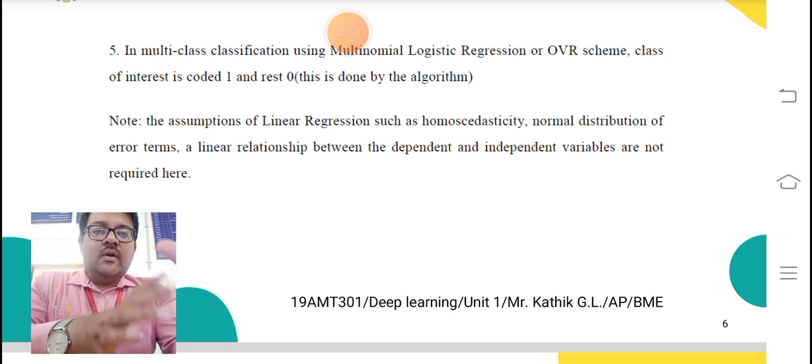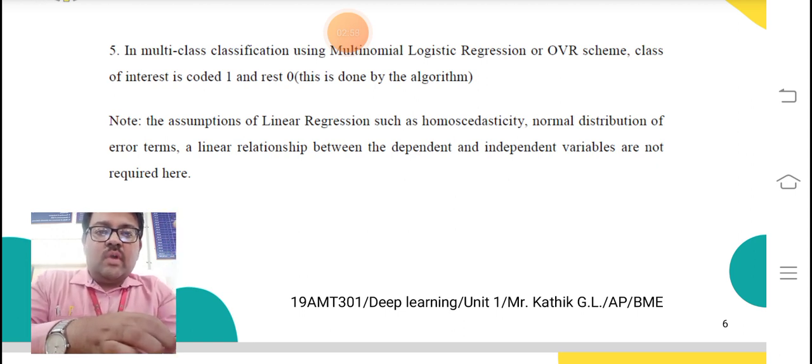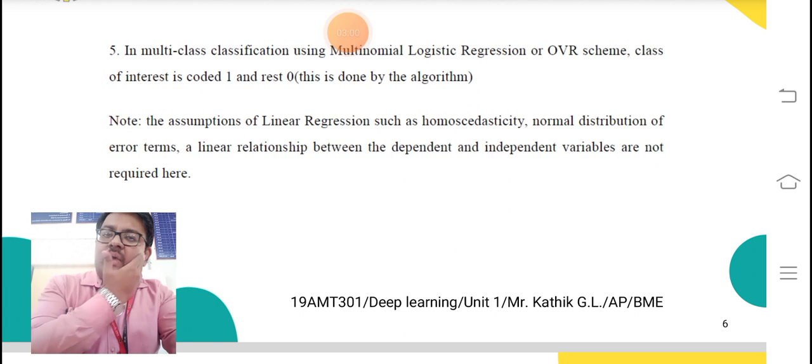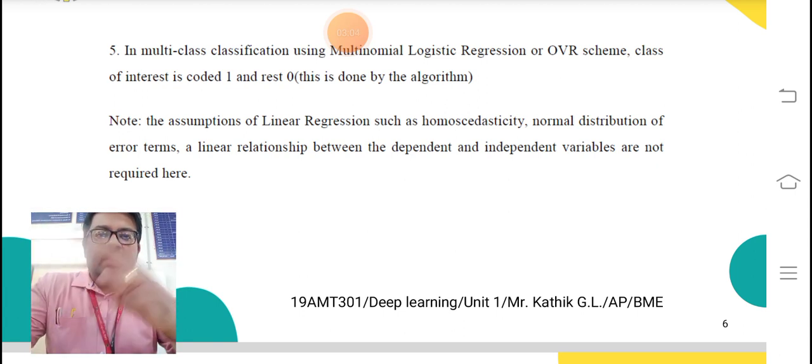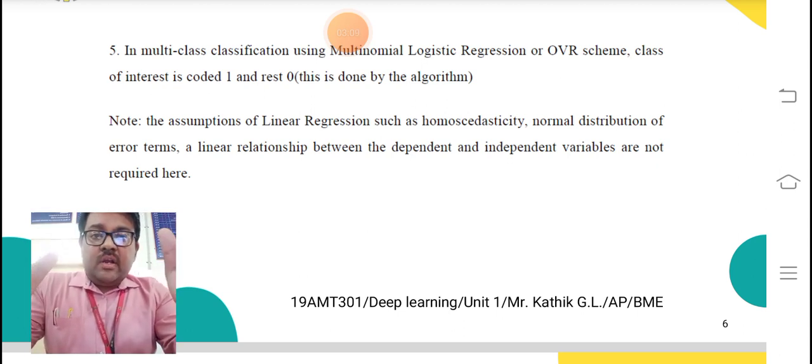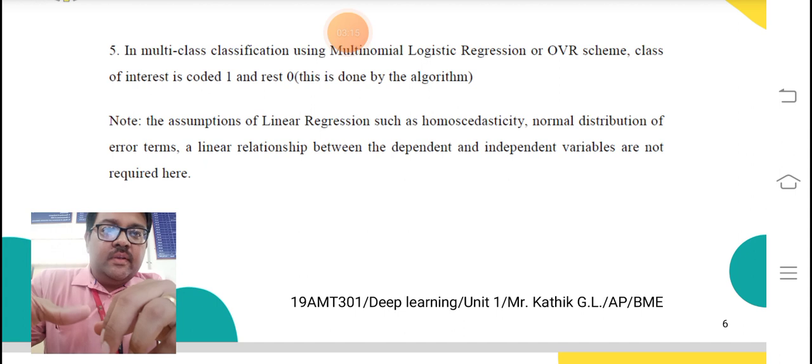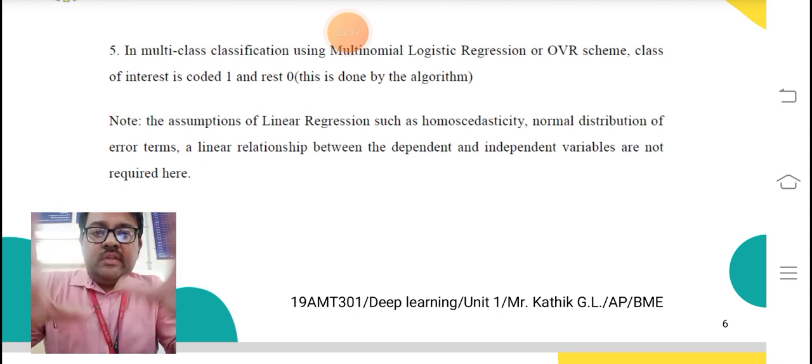So in logistic regression we have binary logistic regression and then multinomial logistic regression. In binary logistic regression there are only two classes, that is class 0 and class 1. But in multinomial logistic regression there are different classes, class 1, class 2, class 3, class 4, like that. So these are the two types of logistic regression techniques.